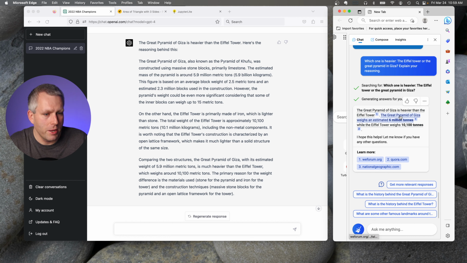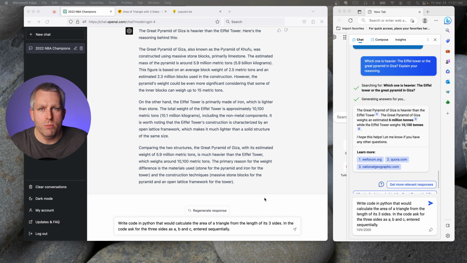It tells you that the Great Pyramid of Giza is heavier, at 6 million tons, and the Eiffel Tower is only 10,000 tons. In GPT-4, it's a lot more elaborate, a lot more creative. It gives you a lot more reasoning, and different types of materials used between the structures. Sometimes it's good to have the more concise answer of Bing Chat if you just want the quick answer, like which one is heavier. If you want more of an essay type response, GPT-4 is clearly superior.